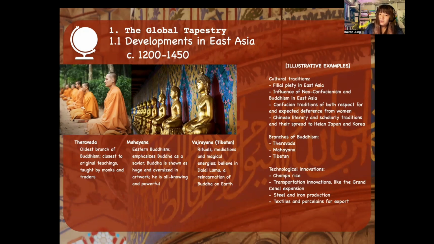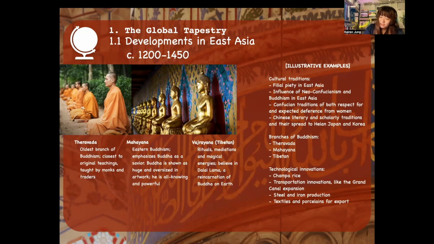Technological innovations. You're going to have to know about champa rice. What is champa rice? Champa rice was a rice that was easier to harvest and quicker to harvest than previous types of rice that had been harvested throughout this area, and it gave rise to an explosion in population. If you have a lot of food to go around, you're going to have a lot more people not starving to death, right? So that was an innovation that was good. And then you have transportation innovations like the Grand Canal expansion, which we talked about briefly.